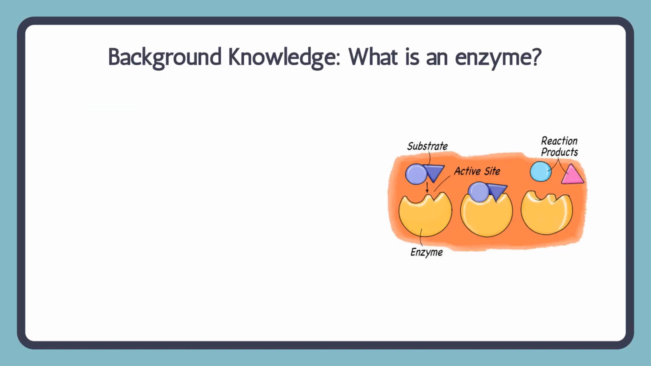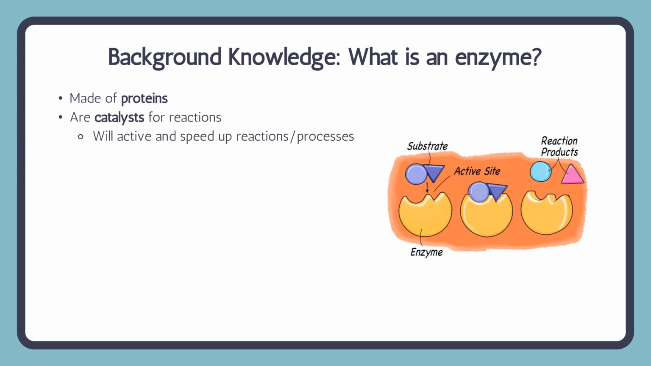So I want to go over a little bit of background knowledge about enzymes, because enzymes are really important for the digestive system. And so I want you to know what enzymes are. We go into more detail about enzymes in year 12, but I believe you need to know what they are to fully understand the digestive system. So enzymes are made of proteins. They are catalysts for reactions, which means they speed up reactions or processes. These processes happen naturally, but they take a very long time. And your cells can't wait that long to get certain nutrients. So these proteins called enzymes speed them up.